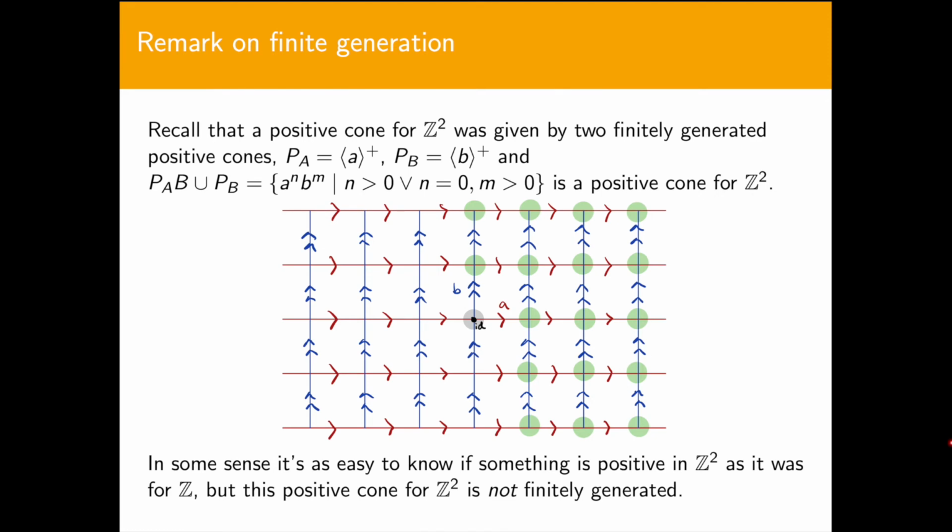Recall that a positive cone for Z squared was given by two finitely generated positive cones: P_A, which is just a set of positive A's, and P_B, which is just a set of positive B's. And we had that P_A B union P_B was a positive cone for Z squared. So in some sense, it's as easy to know if something is positive in Z squared as it was for Z. But this positive cone for Z squared is not finitely generated. I'm just stating this as a fact right now, but we will prove it later.